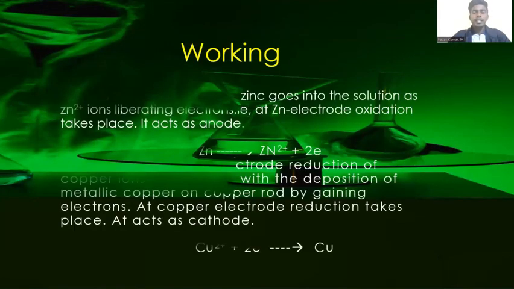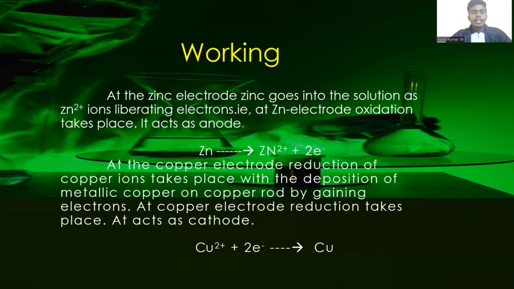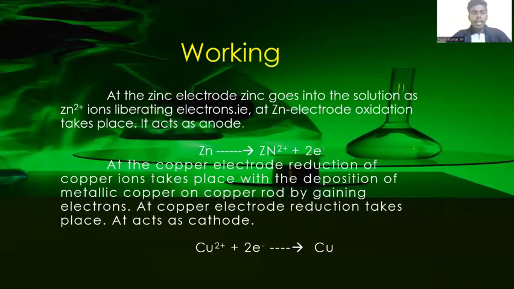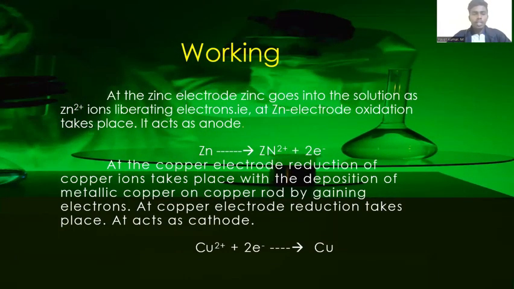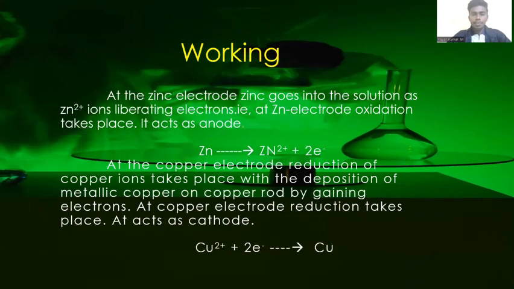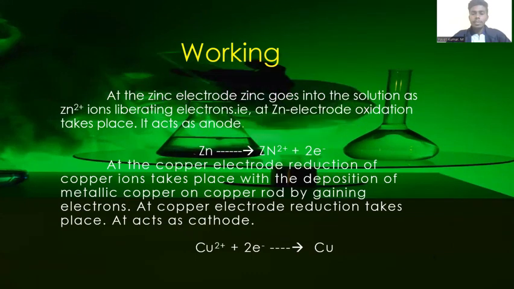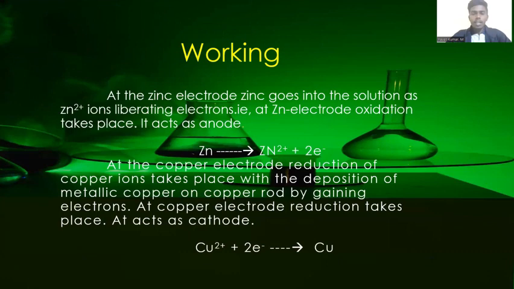Coming to the next slide, it's the working principle of a galvanic cell. At the zinc electrode, zinc goes into the solution as zinc ion, liberating electrons. That is, at the zinc electrode oxidation takes place, so it acts as the anode. The representation is zinc oxidizes to form zinc ion plus 2 electrons. Then at the copper electrode, reduction of copper ions takes place with the deposition of metallic copper on the copper rod by gaining electrons.